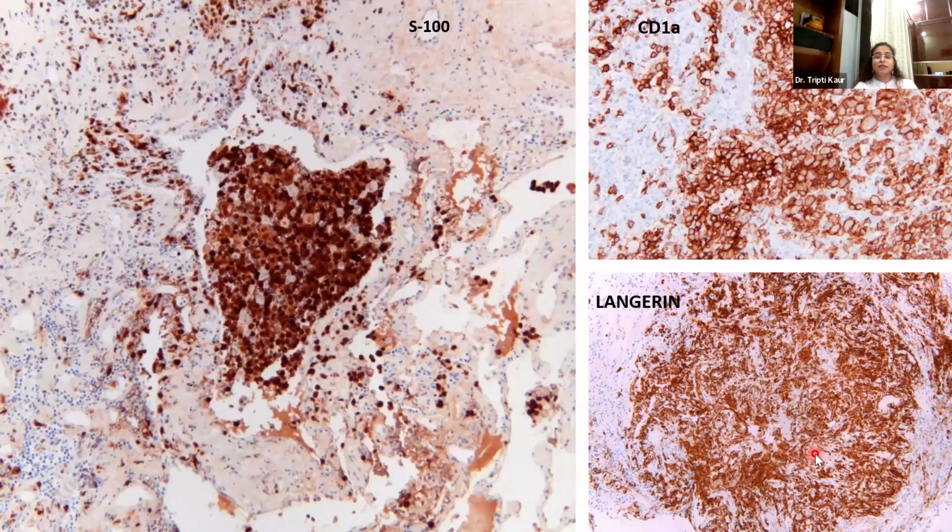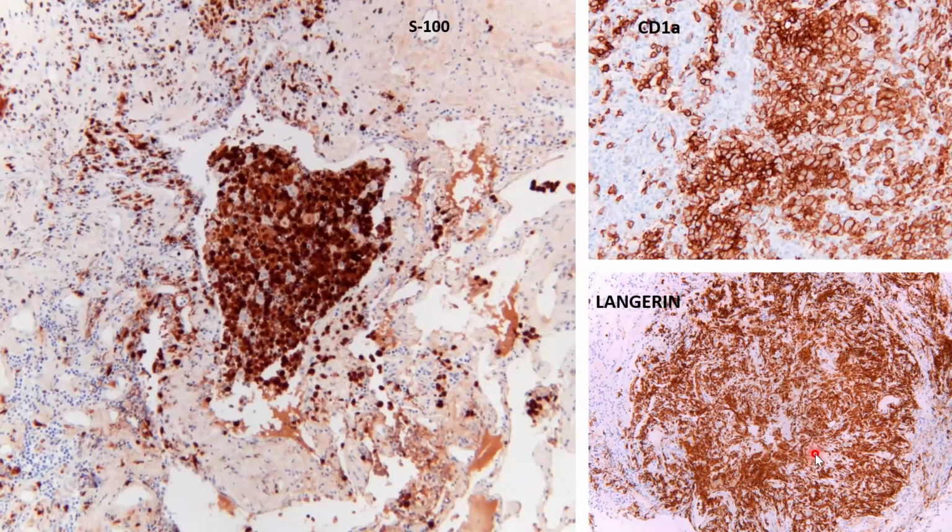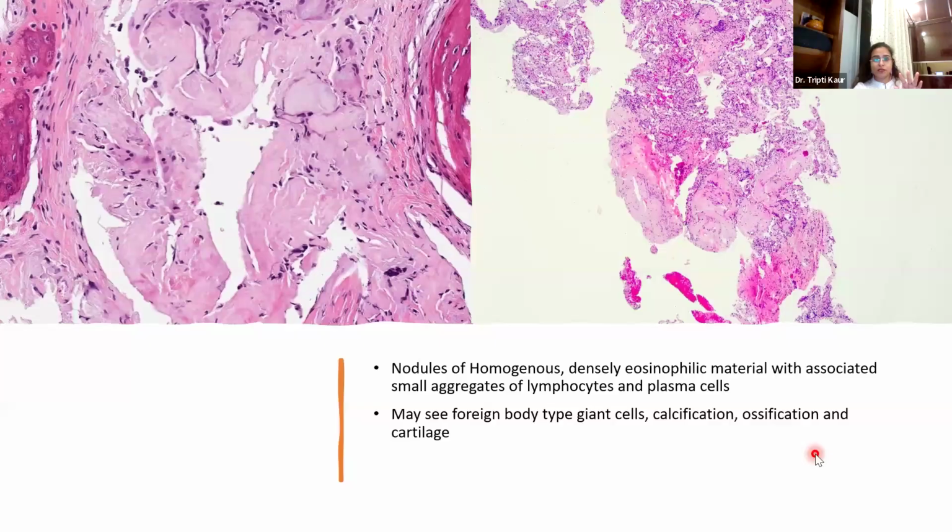The IHC of this is S100, CD1A, Langerin. S100, CD1A, and Langerin are very, very important. And what do you find in electron microscopy? Anybody? Tennis racket appearance. Perfect. Very good, very good. We have a very intelligent audience today.